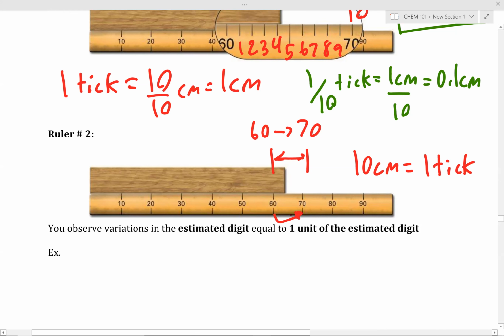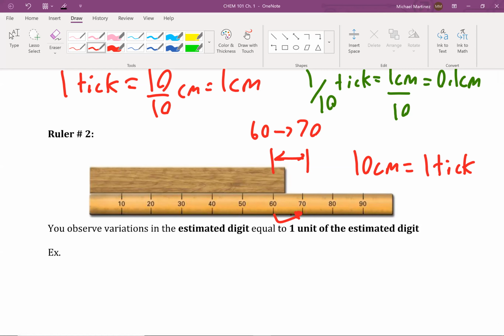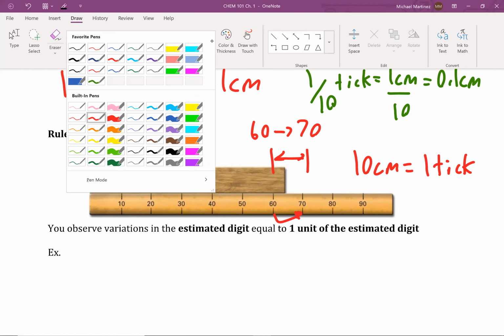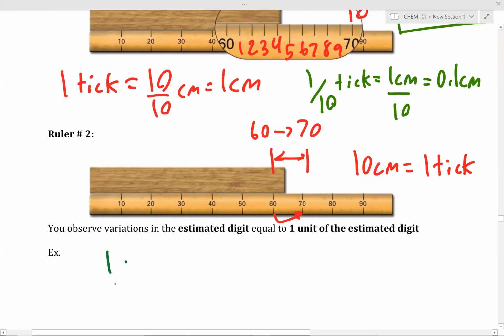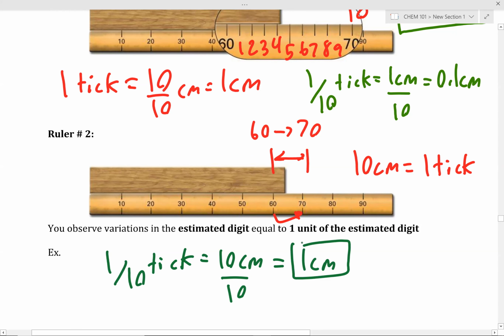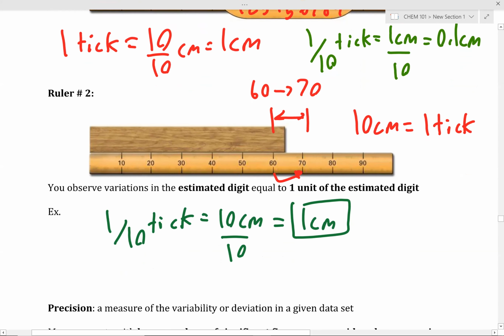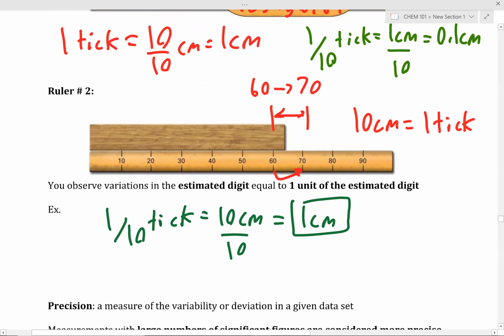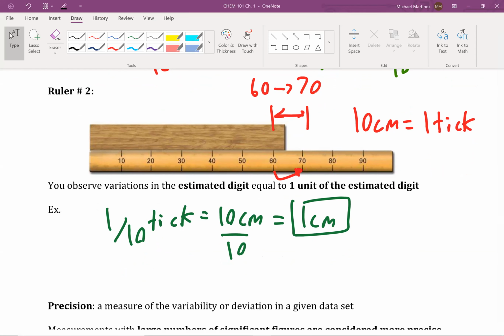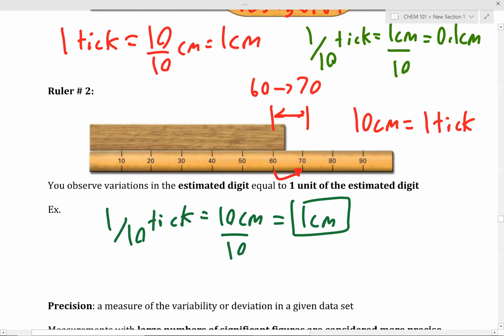Okay, perfect. So now that we have that established, 1/10 of a tick in this case is equal to 10 centimeters over 10, which is 1 centimeter. So we observe variation in the ones place. Would someone like to provide me an estimate for the length of this ruler? There are very few wrong answers in this case. So how many digits can we report up to? What place can we report up to?